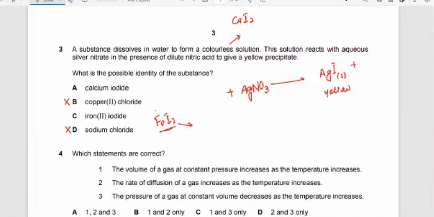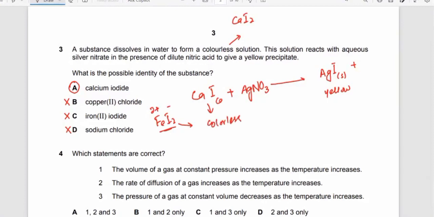Okay, and if you have iron iodide, FeI2, when you dissolve it in water, this is definitely an ionic compound, with plus 2 and minus charges, so it will get dissolved in the water, but it will give you green color. You know that Fe2+ is from the transition elements, so it gives color, so that's why it doesn't form a colorless solution. So when we look at the colorless solution, calcium iodide seems the appropriate answer. You can say that calcium iodide is the colorless solution.